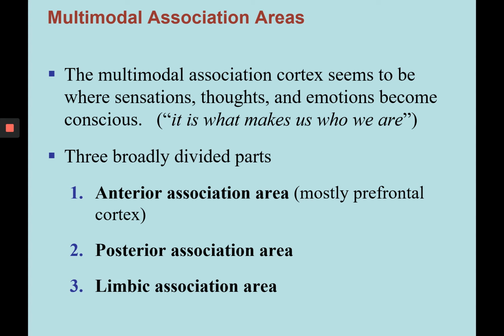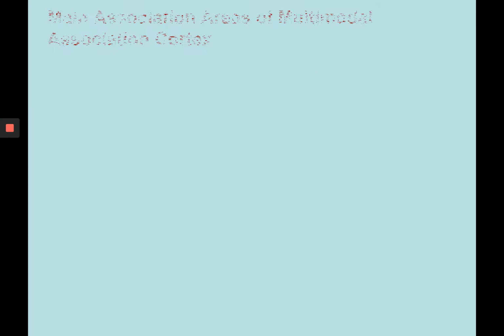All right, there's a couple of different multimodal association cortices, and we think that they're pretty much what makes us who we are. They're areas where multiple sensations, thoughts, and emotions become conscious. One of the most talked about is the anterior association area, or your prefrontal cortex. So the prefrontal cortex is one multimodal association area. There's also a posterior association area, in the back, taking information from the other lobes. And there is your limbic association area, which is, again, limbic, think emotional brain.